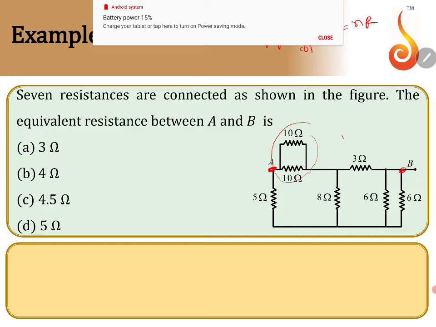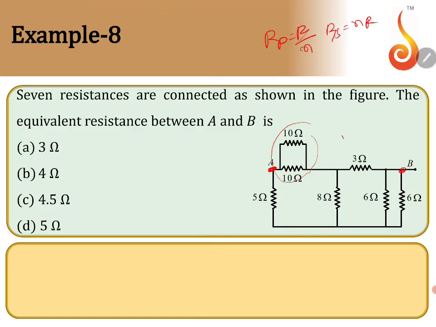Observe these two resistors. Since they are in parallel, the effective resistance is 10 by 2, nothing but 5 ohms. Now observe these two resistors also. They are also connected in parallel, so the effective is 6 by 2. There are two resistors connected in parallel and each is 6, so the effective is 6 by 2, nothing but 3 ohms. Now let us write this in a proper format.